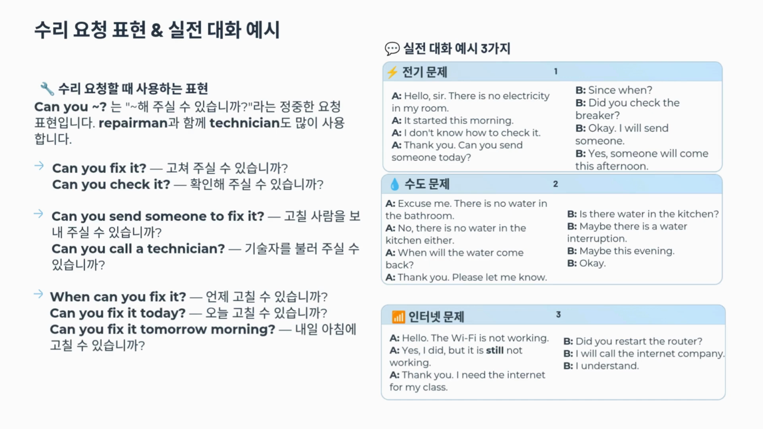For water, ask, when will the water come back? Confirm the visit time and keep your phone available.